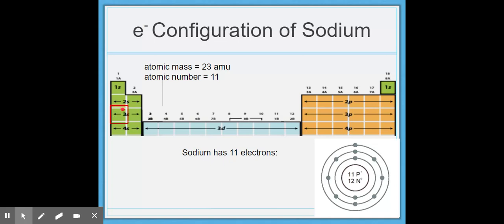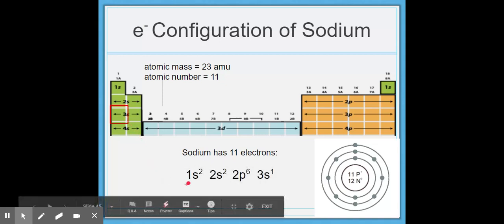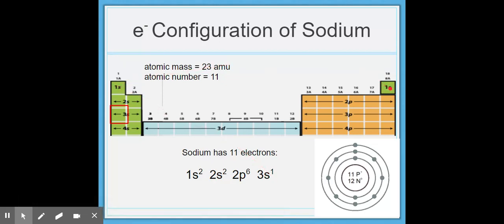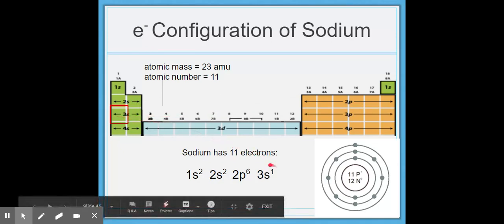And how many boxes do I have here? Well, there's only one of them, and it's 3s. So how would I write that? I would write it as 1s2, 2s2, 2p6, 3s1. Again, because in 1s, I have 2 boxes. In 2s, I have 2 boxes. In 2p, I have 6 boxes. And in 3s, I just have 1 box.